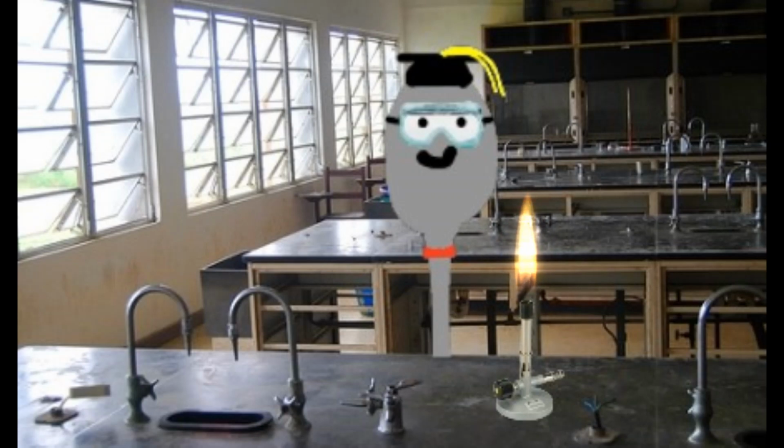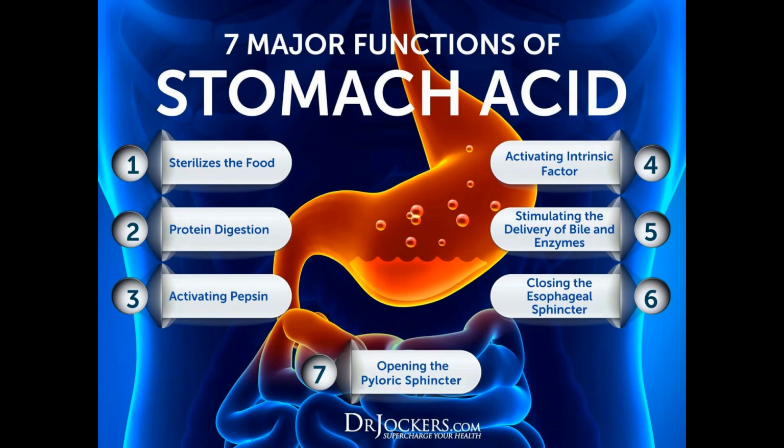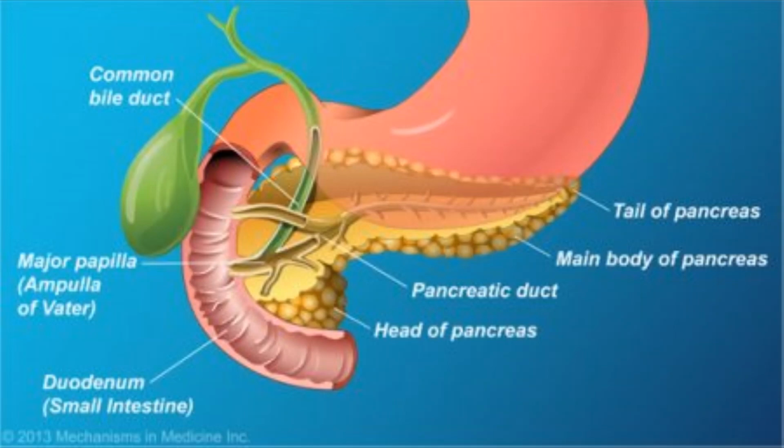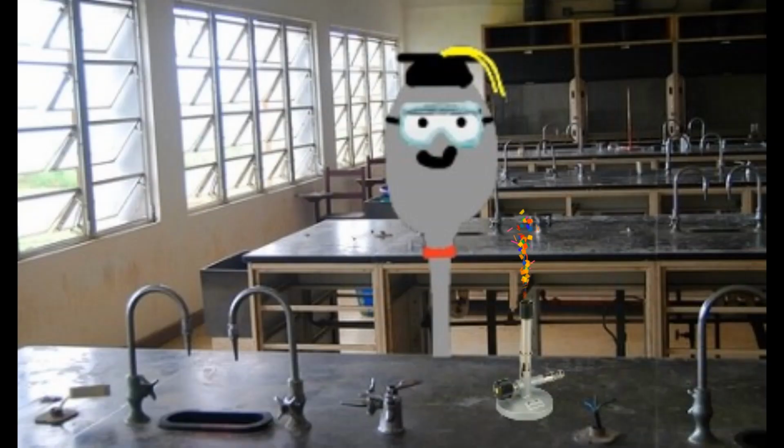Acids and bases are important to the human body. For example, the stomach secretes hydrochloric acid to digest food. Meanwhile, the pancreas secretes a fluid with the base bicarbonate to neutralize the stomach acid before it reaches the small intestine.